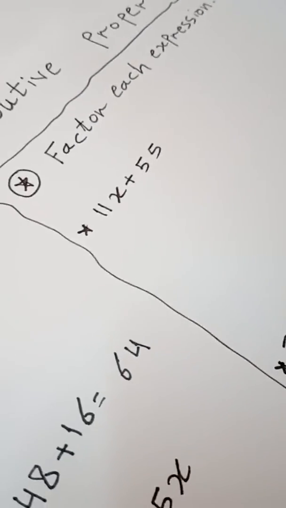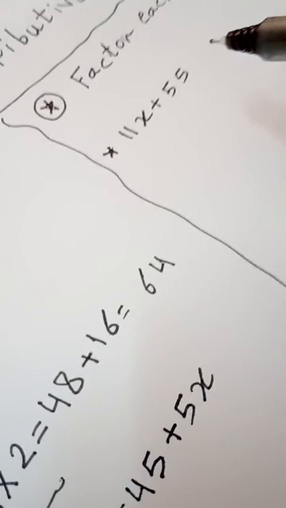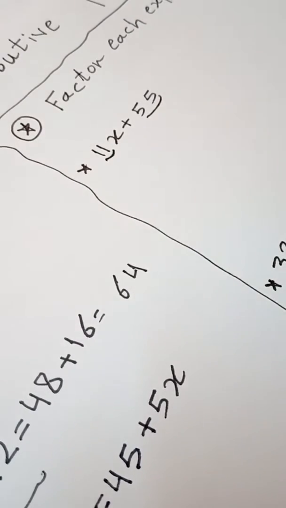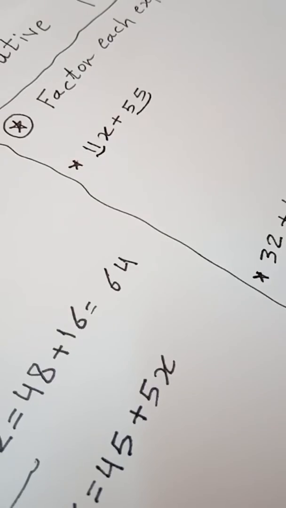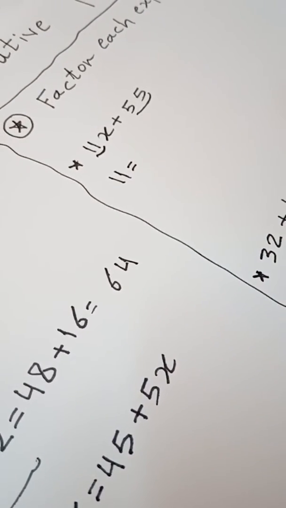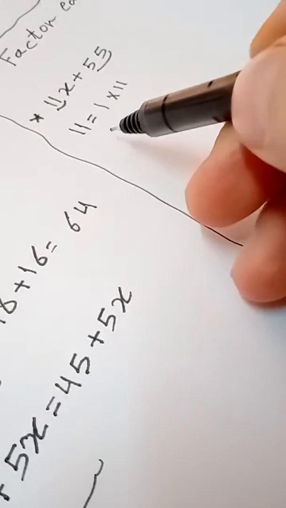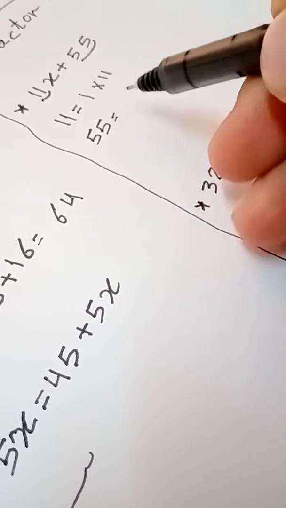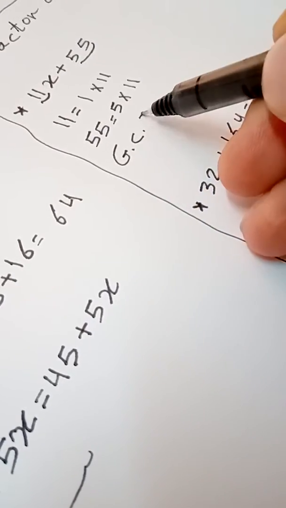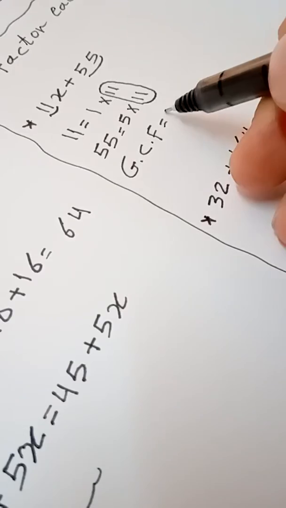Now the second idea, how to factor an expression. We have this exercise here, 11x plus 55. Take the numbers and try to find the GCF, the greatest common factor. The first step, write the prime factors. 11 is just 1 times 11. And 55 equals 5 times 11. Now, the GCF equals the common factor. So here it will be 11.